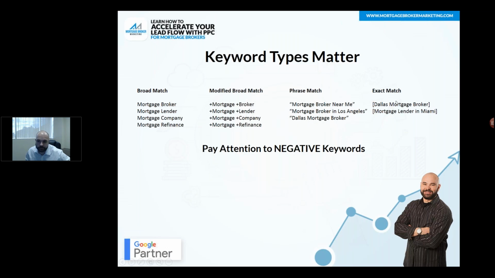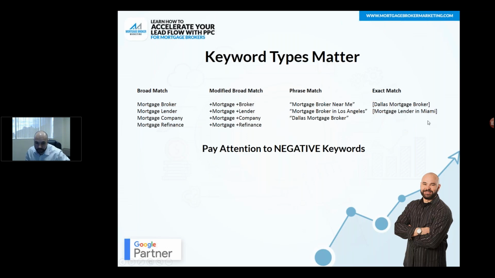Your ad would show. And now exact match, if say we have keywords that are generating a lot of phone calls, and they're all very similar, like Dallas mortgage broker, and that's driving a lot of phone calls, then we can create an exact match key term and really drive the cost per clicks down. An exact match key term is exactly what they typed in. So if they typed in anything after or before Dallas mortgage broker, or mortgage lender in Miami, if they typed in anything like looking for a mortgage lender in Miami, your ad will not show.